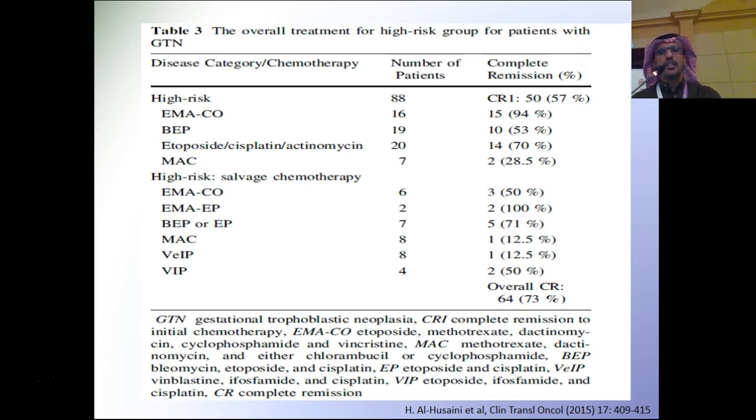From our experience at KFSH, 88 patients with high-risk GTN were treated with combination chemotherapy. You can see the complete remission rate to the initial chemotherapy was 57%, and with the EMA-CO, the complete remission rate was 94%. While the other chemotherapy was used, like in the 70s, earlier, before we used EMA-CO, and you can see the complete remission to the chemotherapy was better with the EMA-CO. 34% of the patients required a salvage chemotherapy, and overall complete remission to either initial chemotherapy and the subsequent chemotherapy, or may include the surgery, was 73%.